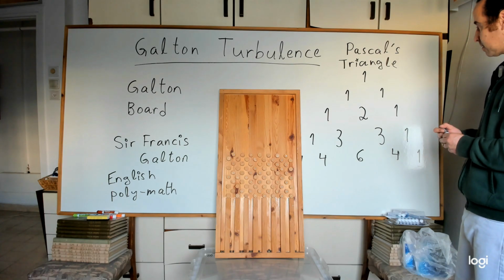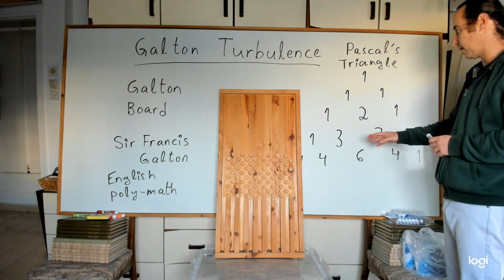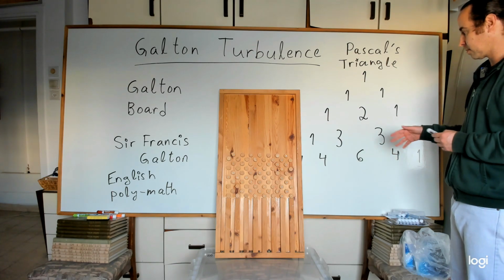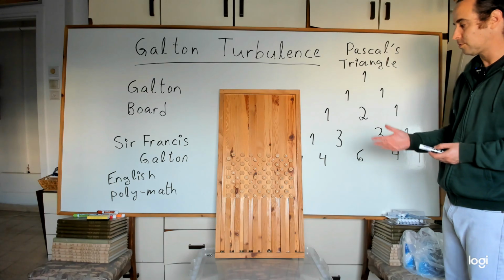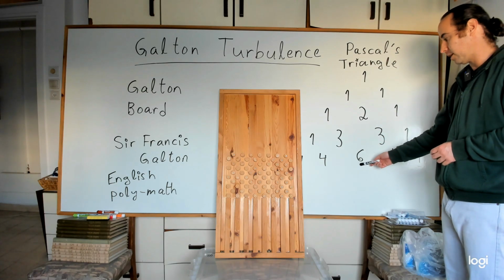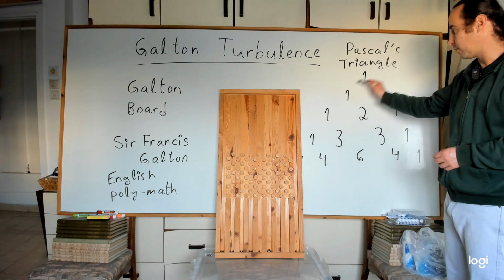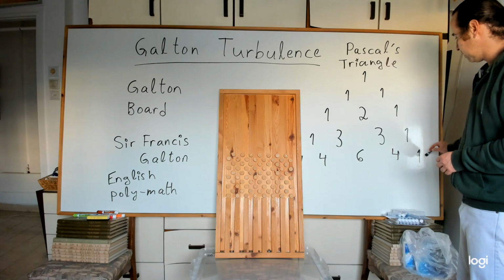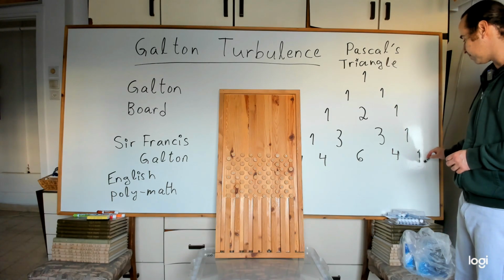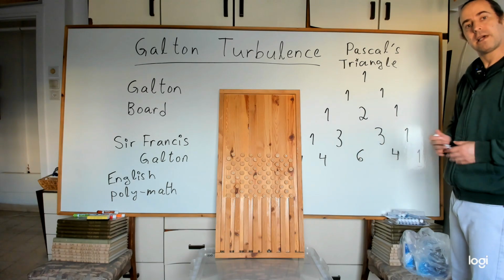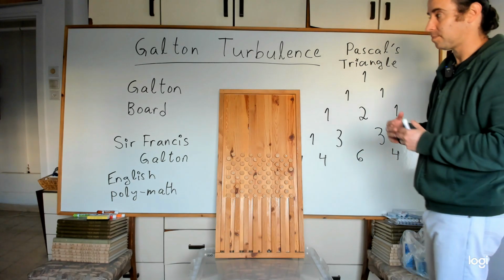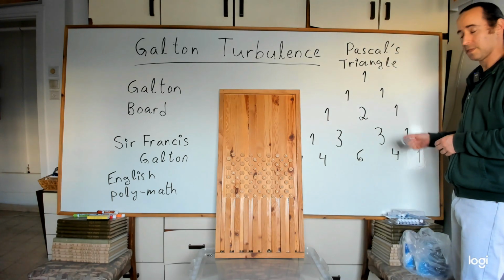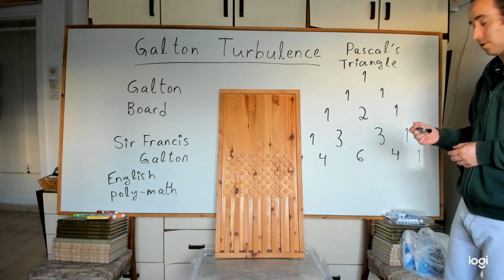But the point is that these numbers give you the number of opportunities for the ball to fall. So there are many opportunities for the ball to fall in the middle, and only little opportunities for the ball to fall in the ends. This is in theory, but in mathematics it's real. It's called Pascal's triangle. It's called binomial coefficients.